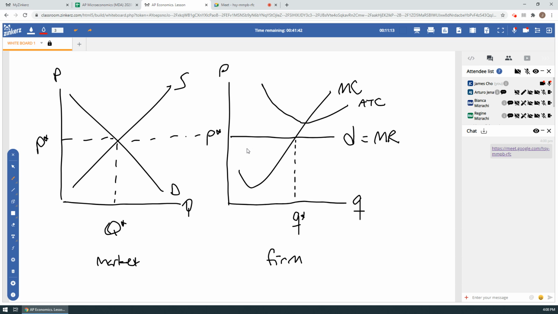But what does it mean that your ATC is put here, like on top and not on the bottom? It just means that in this case, you happen to be earning economic losses.